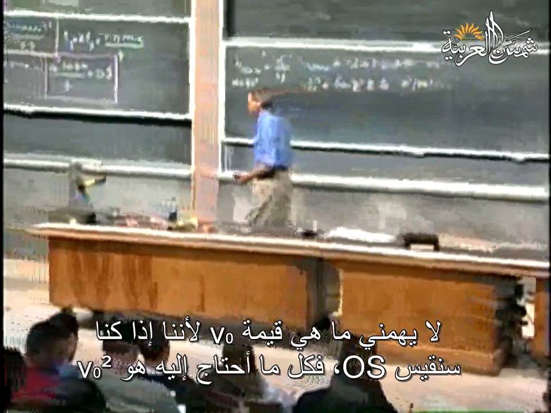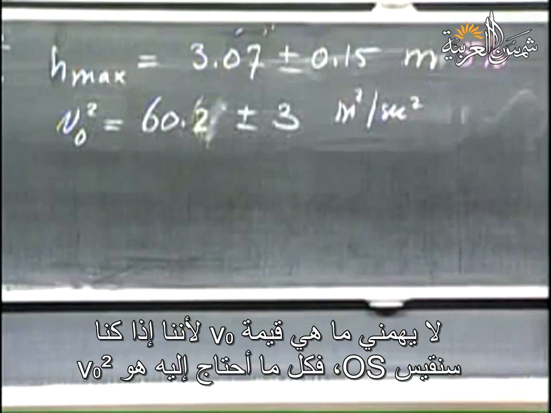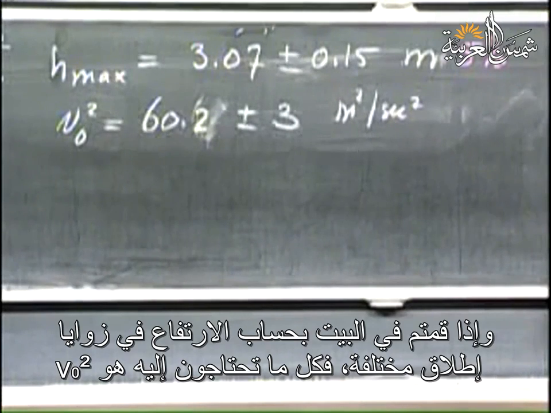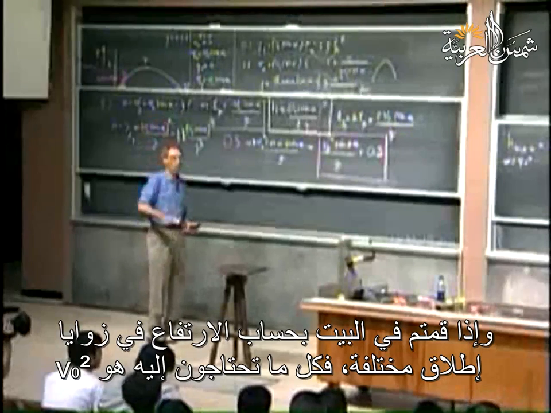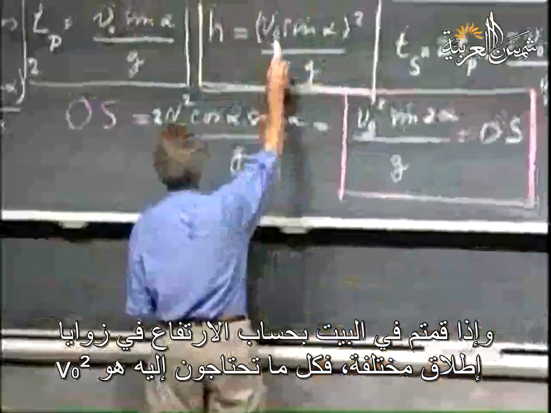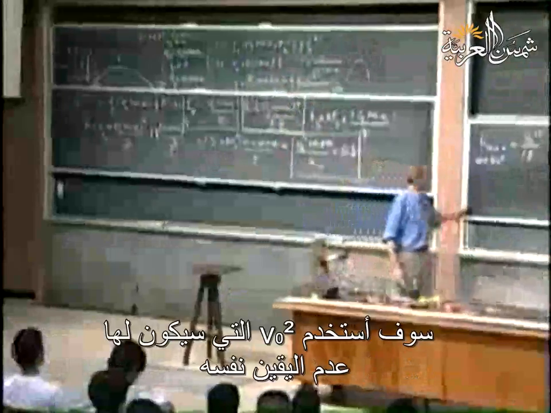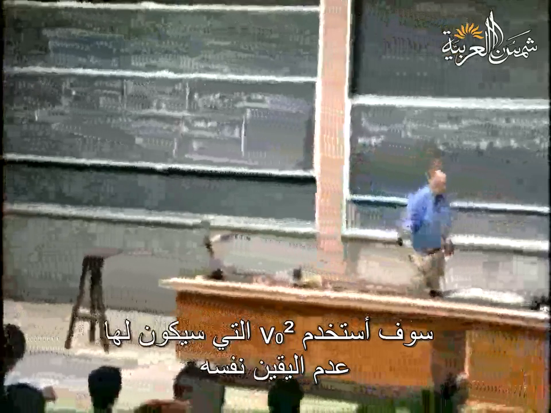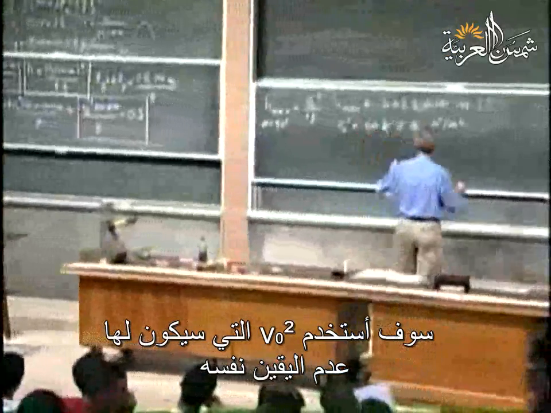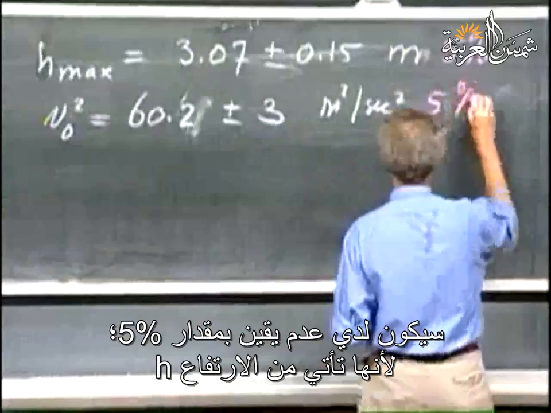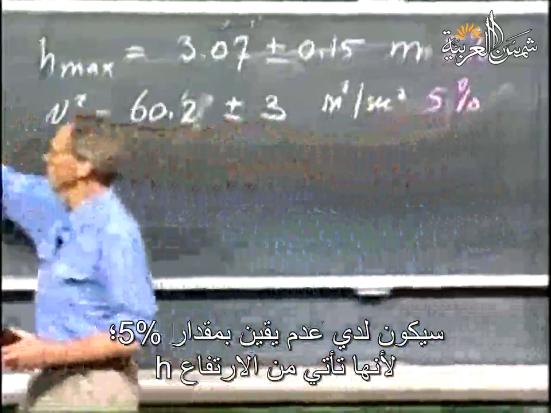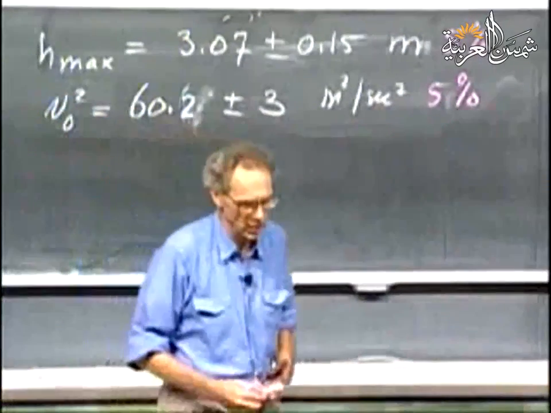I don't care what V0 is, because if we're going to measure this, all I need is V0 squared. And if you at home are going to calculate what the height will be at the various angles, all you need is V0 squared. So I'm not even interested in V0. I'll just stick to V0 squared, and V0 squared will have exactly the same uncertainty. We'll have an uncertainty of 5%, because it comes immediately from H. You're not going to change that.